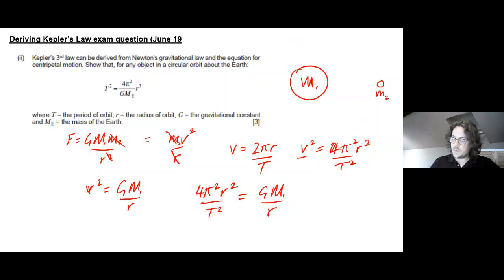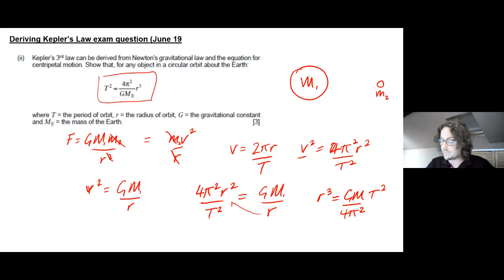All right. And now I'm going to tidy this up, and we're going to say that r cubed, take that r up, this r goes up here, becomes r cubed, and that is equal to GM over 4 pi squared times T squared if I take the T up the other side. So we are left with this equation. All right. Now, as it turns out, I haven't done it in exactly the same form. It is the same thing, except the constant, the GM over 4 pi squared, is on the other side, so it's inverted, but it's essentially the same thing.